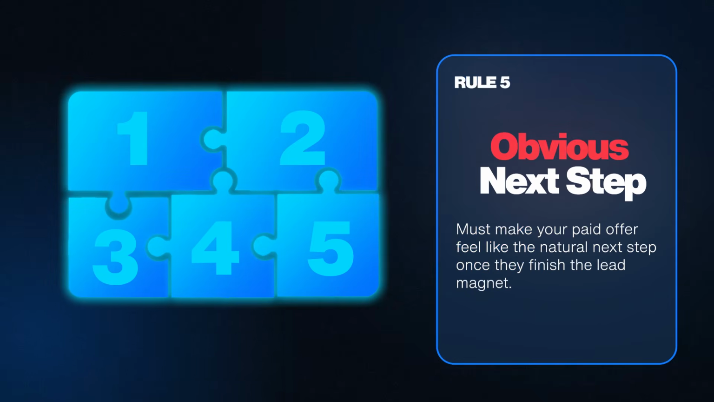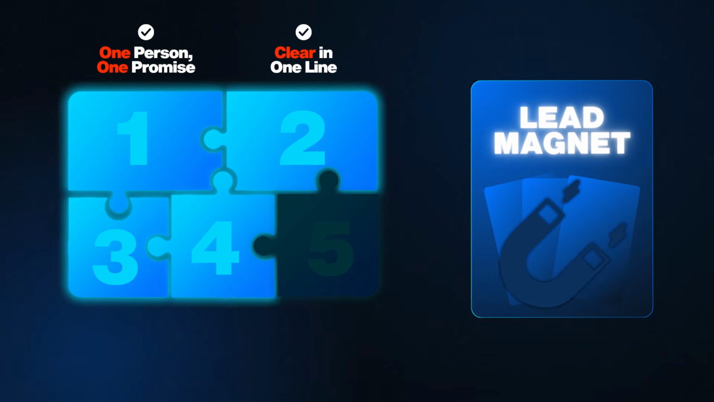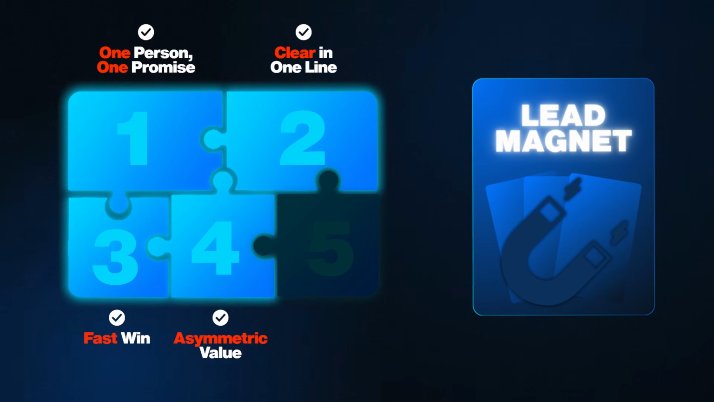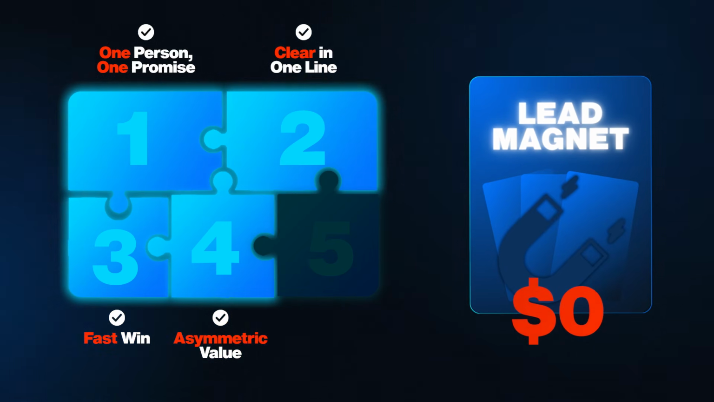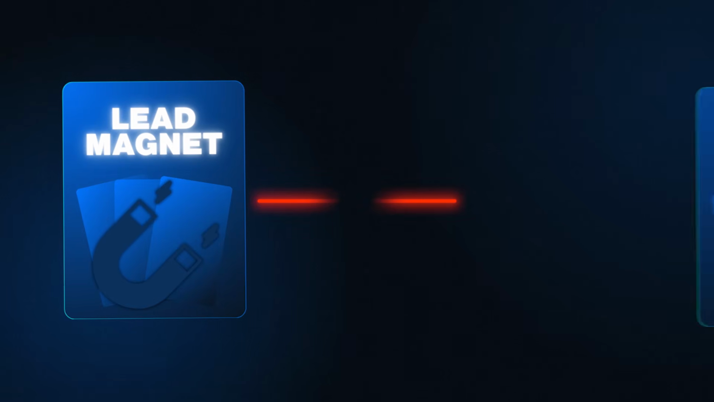But this is where we got rule number 5 and where most lead magnets go to die. Obvious next step. You can have a lead magnet that nails rules 1 through 4. One person, one promise, clear in one line, fast win, asymmetric value, and still doesn't make you any money. Why? Because there's no obvious connection between the lead magnet and your paid thing, the offer. This is by far the biggest mistake, bar none, that course creators or just infopreneurs are making.